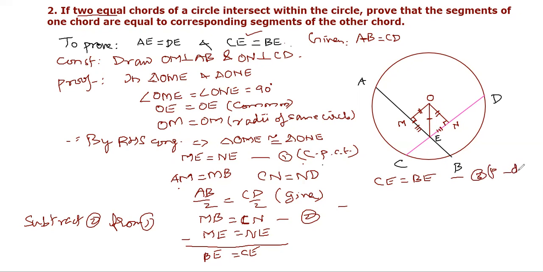One thing proved. Second, we have to prove that AE is equal to ED. So obviously AM is equal to ND, because the chords are equal and the perpendicular will bisect the chord. We have proved that ME is equal to EN, so ME can be subtracted from this. So ND will be equal to AM because of the equal chords.